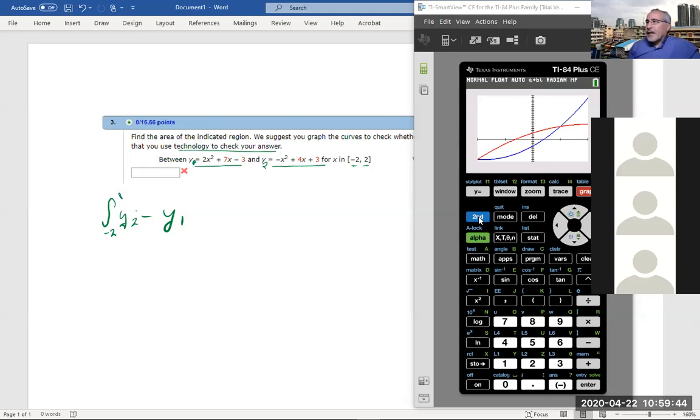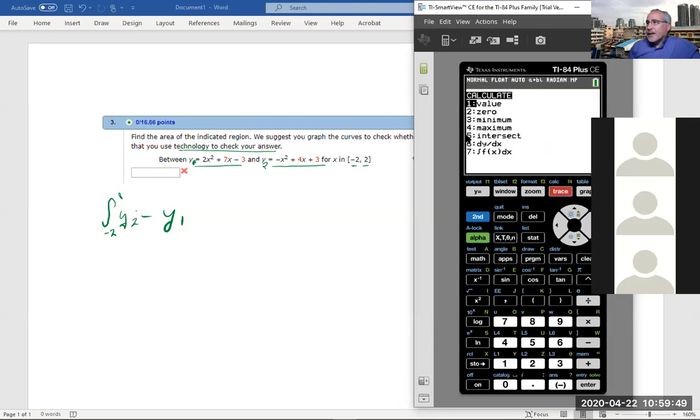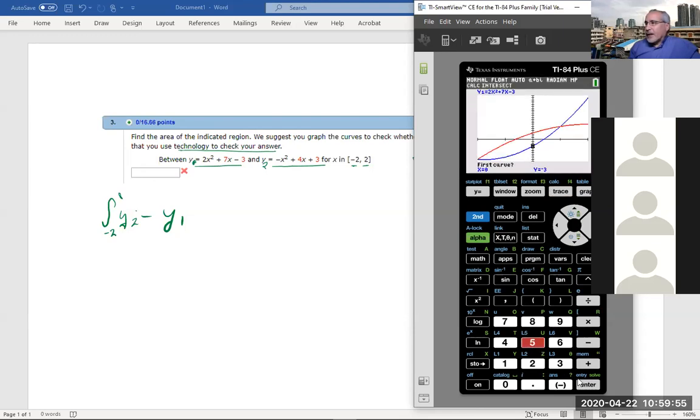The way we verify that is we find the points of intersection. So I did second calc, number 5, intersect. And I'm on the first curve, so I hit enter, jumps to the second curve, I'll hit enter. And if I just hit a guess, it'll go to the closest intersection, which is going to be actually over there. And we see that is x equals 1, just like it appeared to be.